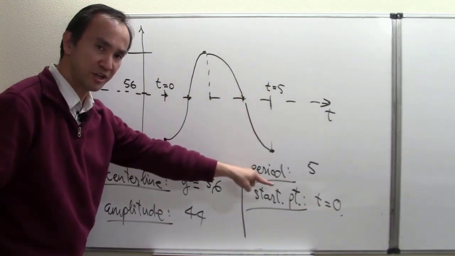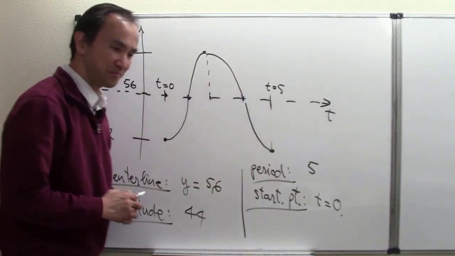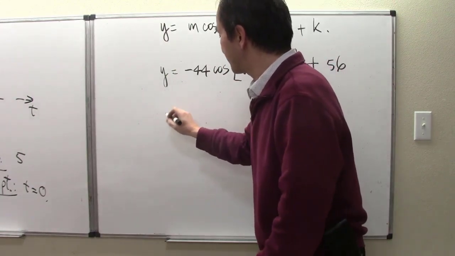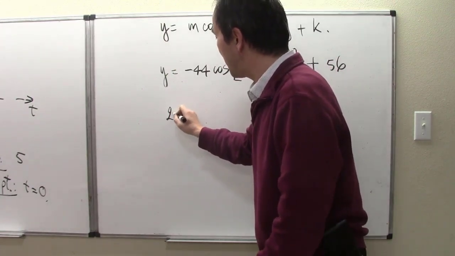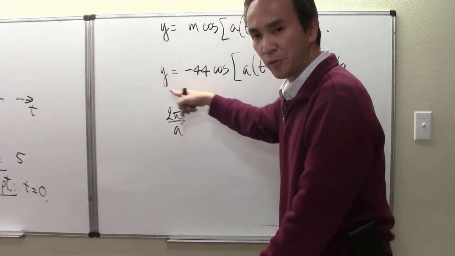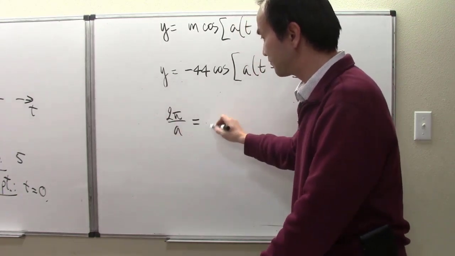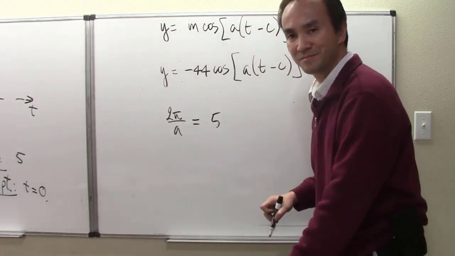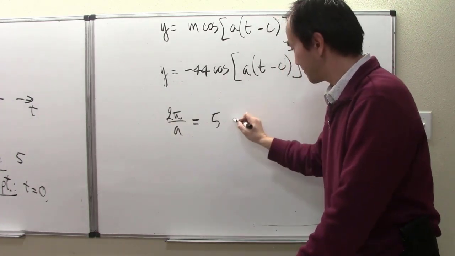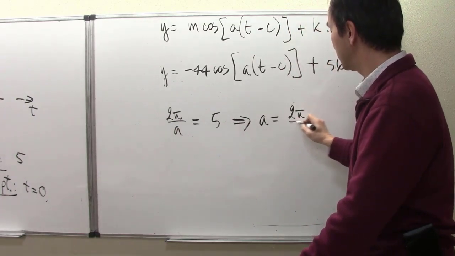I am now going to bring this information that we have just found out into our function. So here I'm looking at equating 2 pi over a. This is the general expression for any period of a sinusoidal function. That must equal 5. And that means solving for a from this equation, a must equal 2 pi over 5.